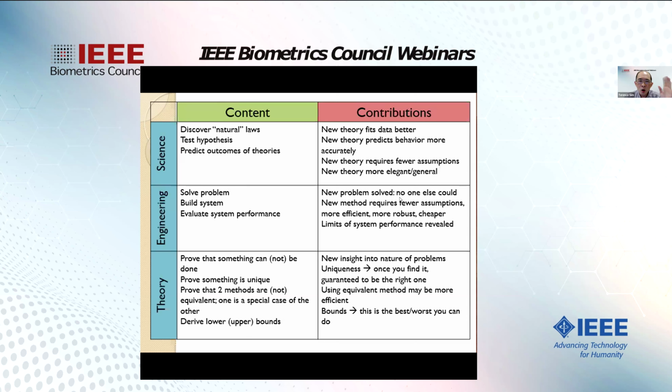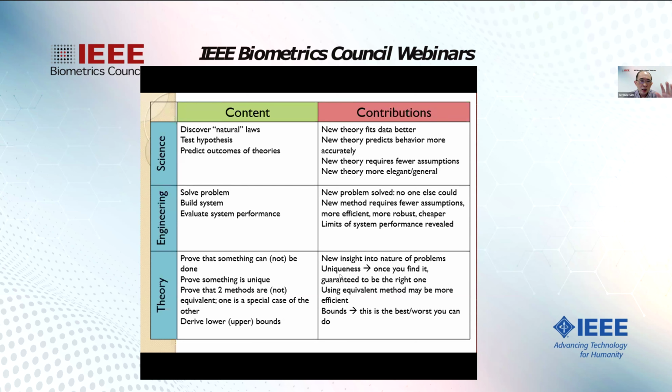Or are you solving an existing problem but using a new method, and your method requires fewer assumptions? Or is your method more efficient, more robust, or cheaper, or whatever it is? These are the benefits. Or are you showing the limits of systems performance? These are the expected contributions if you're writing an engineering paper.